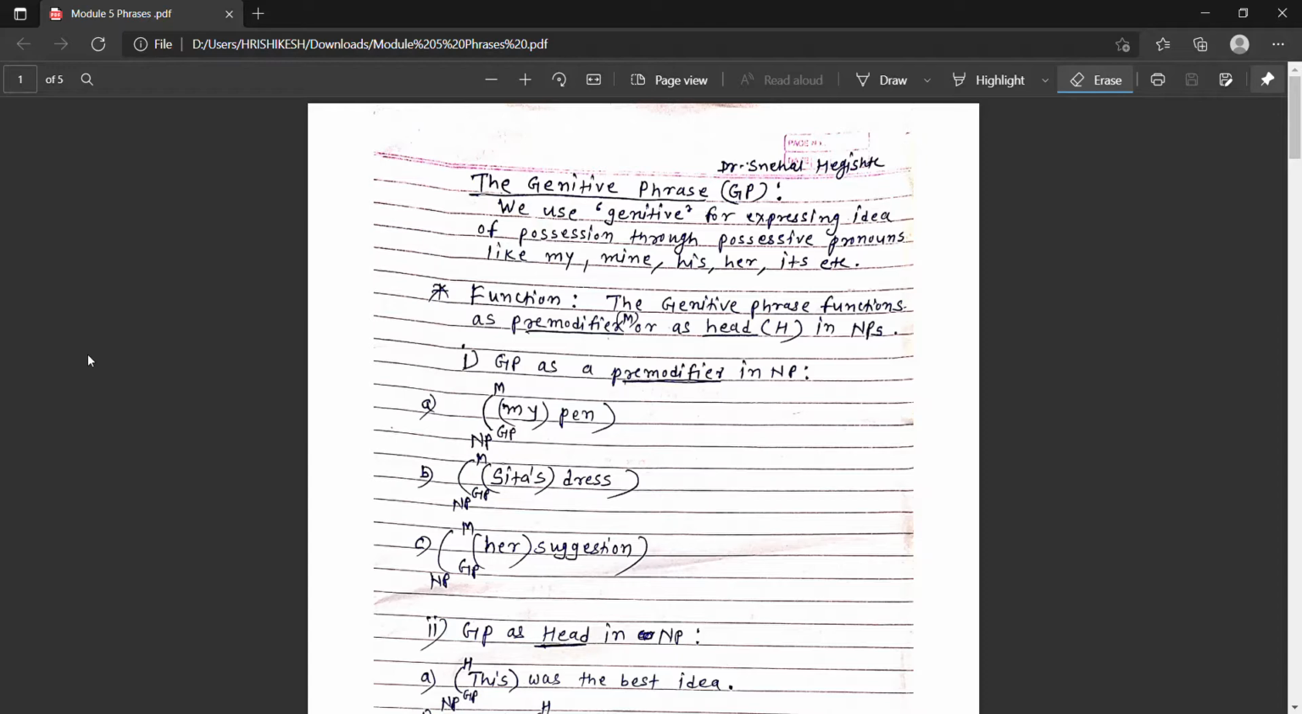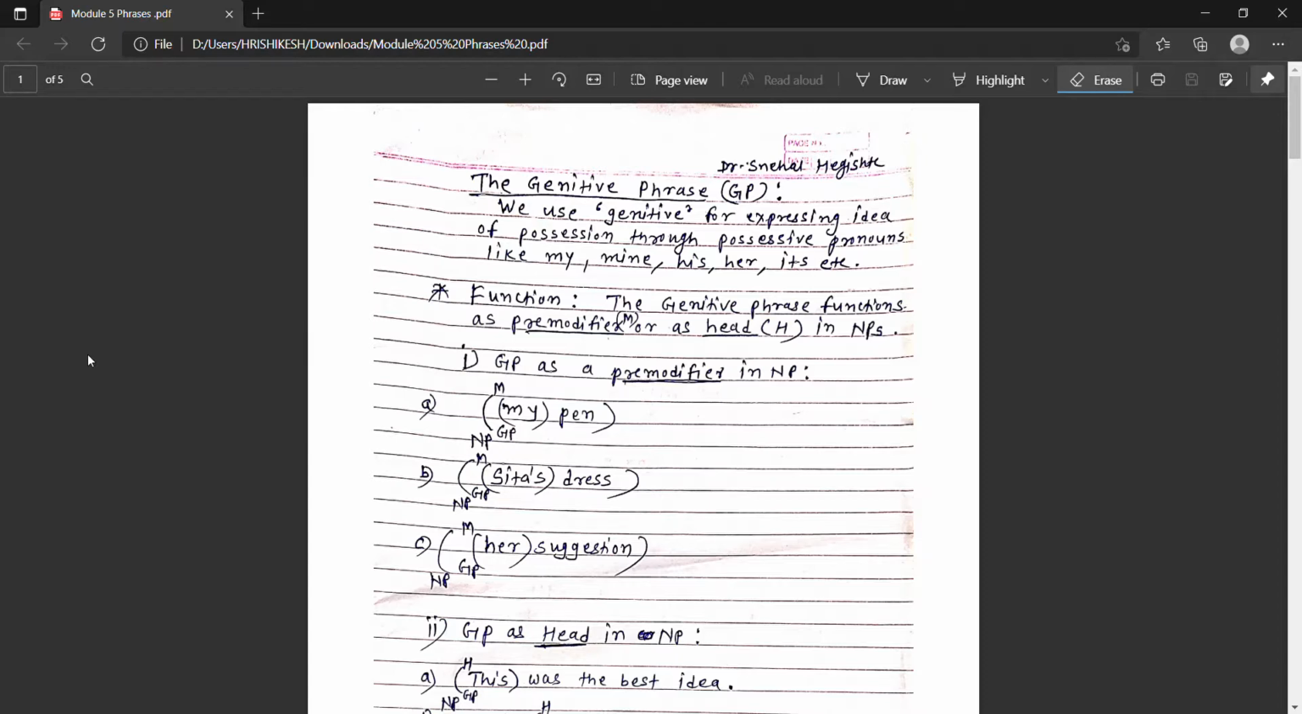Then again in the third example, her suggestion. The head word is again suggestion. Suggestion is a noun. Her suggestion is a noun phrase. We enclosed it, her suggestion, in a round bracket, and we have given a label below that particular bracket, that is NP, noun phrase.